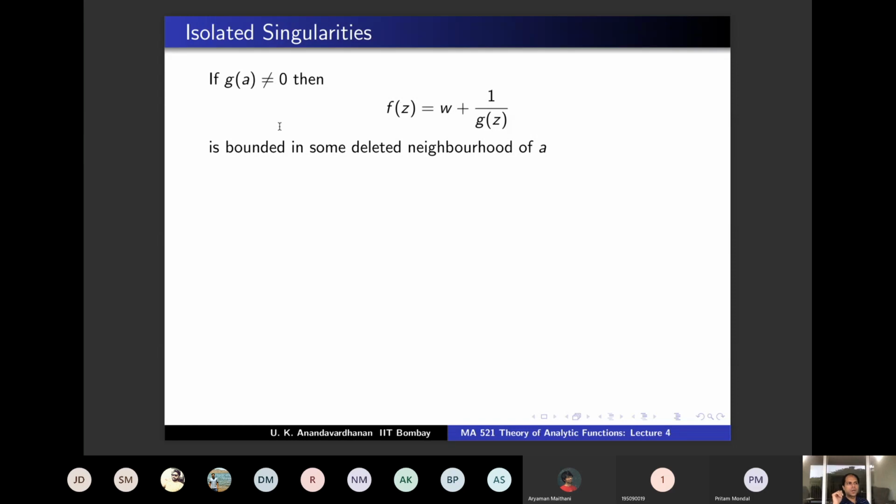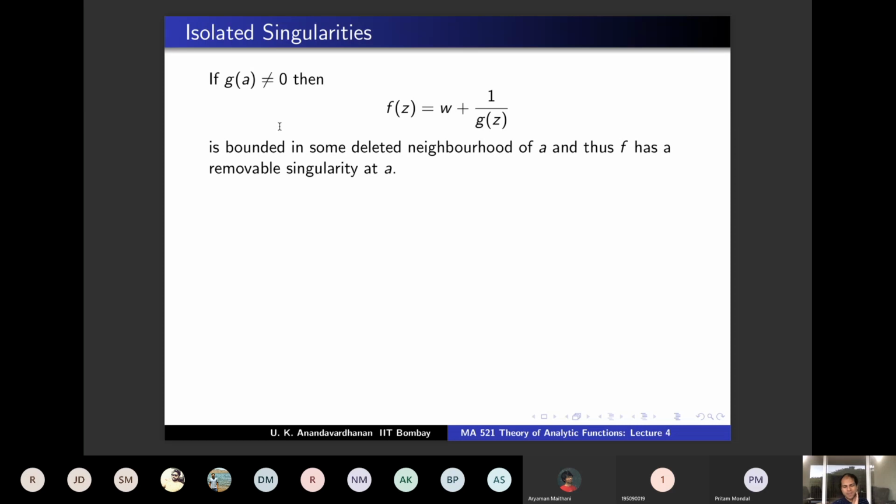You consider 1 by G, so that will be bounded in some deleted neighborhood of A, right? And therefore F is bounded in some deleted neighborhood of A. Why do we need the deletion? We don't need the deletion, because G of A is not zero, so G of A is some constant value.